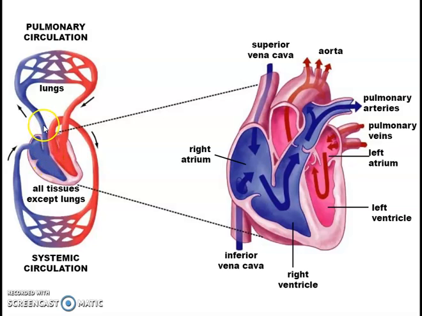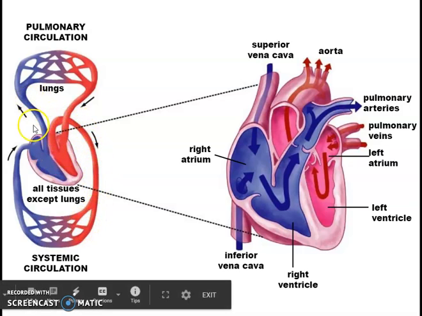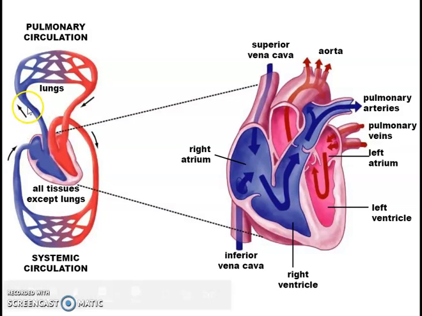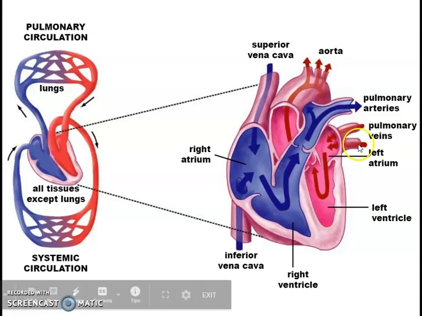Then the pulmonary circulation pumps it out to the lungs because it has to pick up oxygen. It picks up oxygen, goes back to the heart, goes through the left atrium into the left ventricle, and then the left ventricle pumps it out to the body's tissues. Notice the one artery, this pulmonary artery, actually has deoxygenated blood because it hasn't picked up oxygen from the lungs yet.